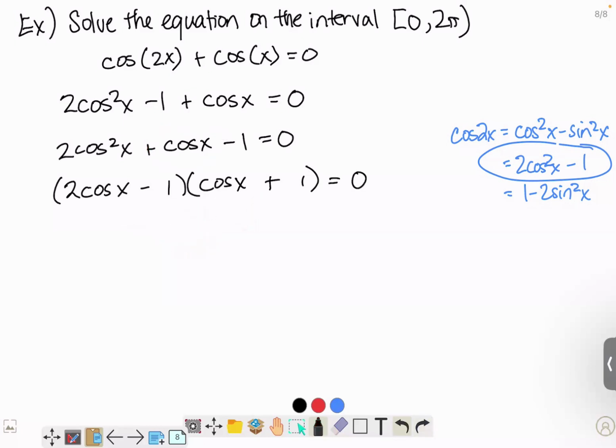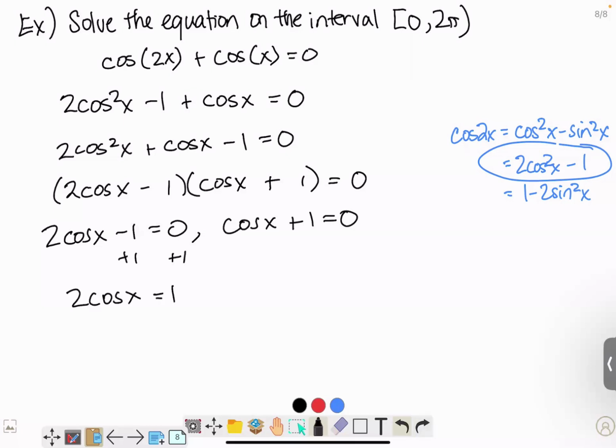Perfect. So now that it's factored and the right side is 0, I can split up the factors. So I can say 2 cosine x minus 1 equals 0, and cosine x plus 1 equals 0. Solve them separately. So trying to get cosine by itself. Over here, I'm adding 1. Don't forget my x. And then I'm dividing by 2. So cosine x equals 1/2. So cosine is equal to 1/2.